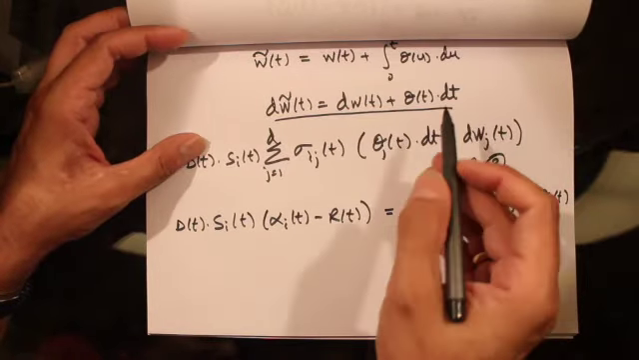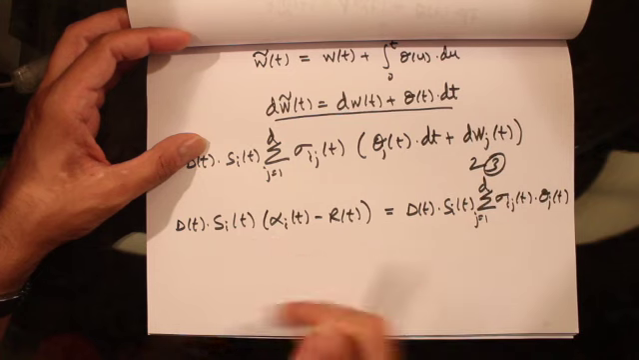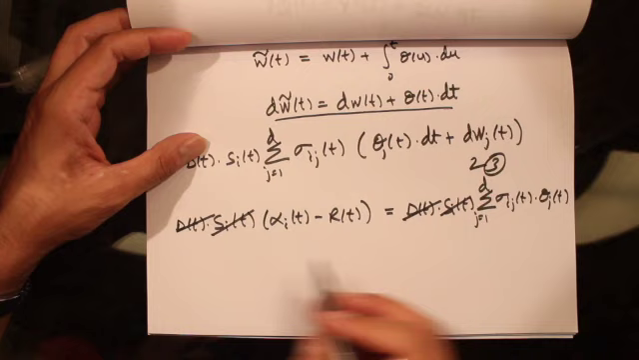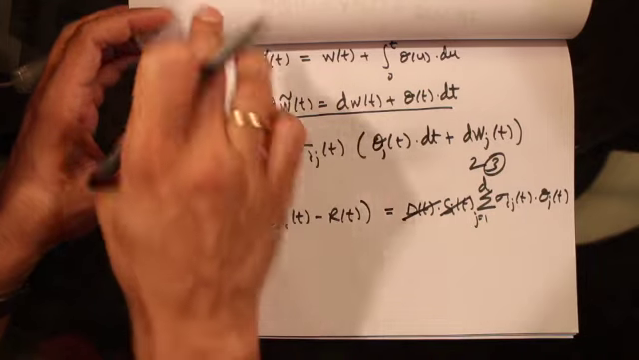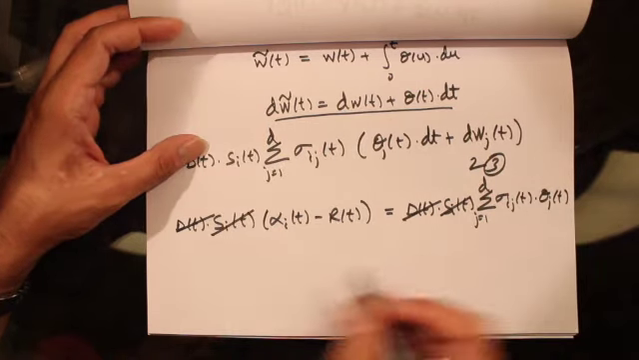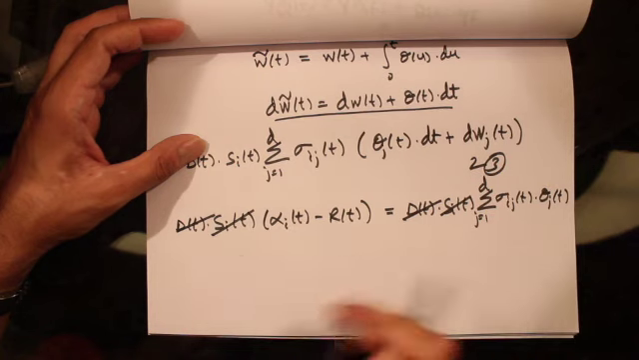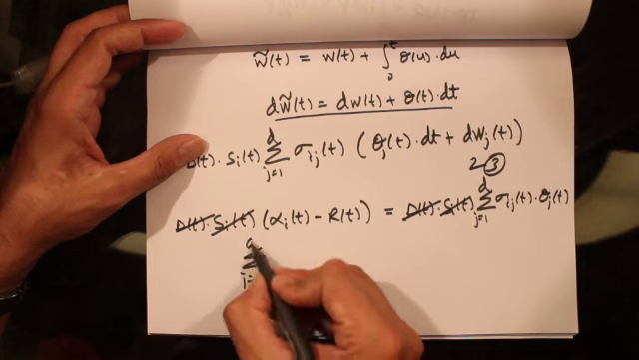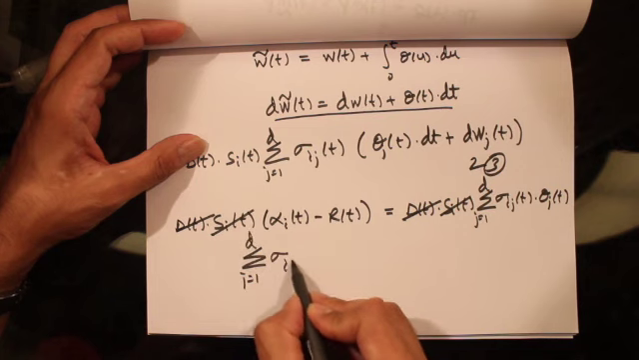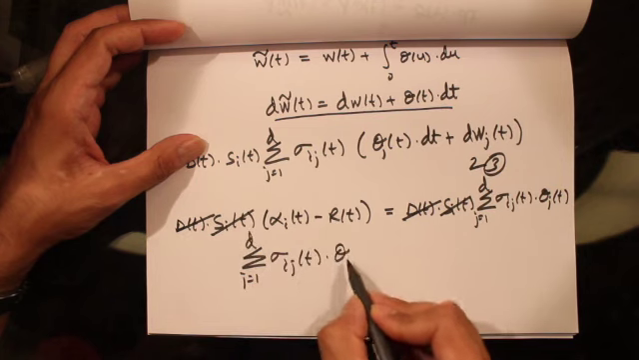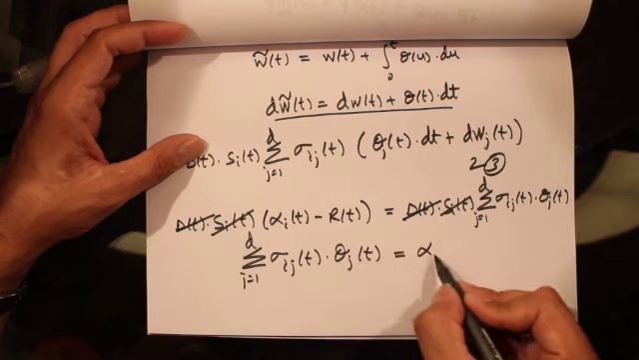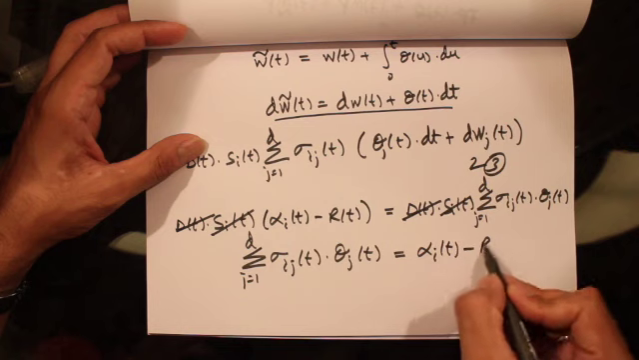In order to make equation 2 equal to equation 3, we need to solve for this. The dt we have here and the dt we have here cancel out. So in order to convert equation 2 to this form, we need to make sure this holds true. That means summation j equals 1 to d, sigma_ij(t) theta_j(t) is equal to alpha_i(t) minus r(t), for i from 1 to m.